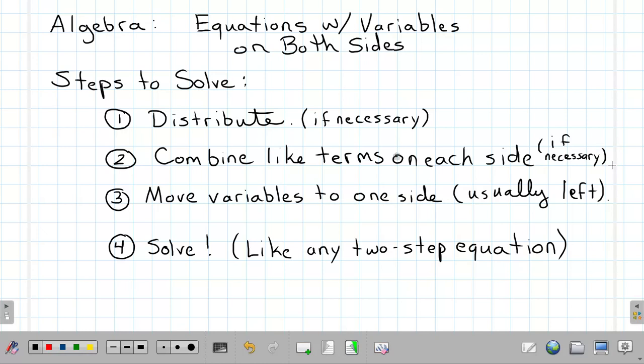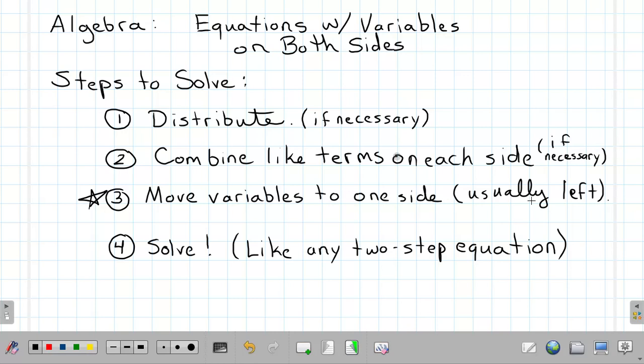What changes from solving any old multi-step equation to solving an equation with variables on both sides is this third step. Step 3: move variables to one side, usually to the left. When I work every one of these examples, it's my personal preference to move the variables to the left-hand side, so that it is in the same form as all the other equations we've solved up to this point.